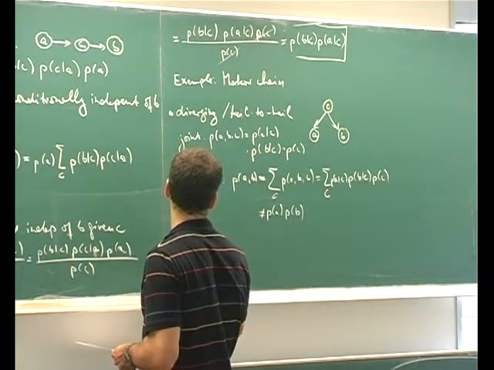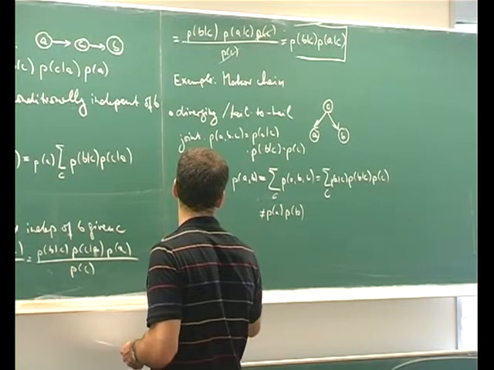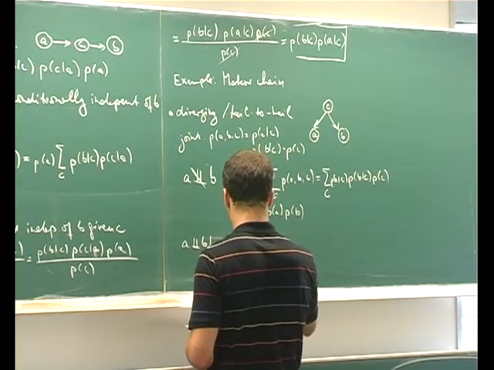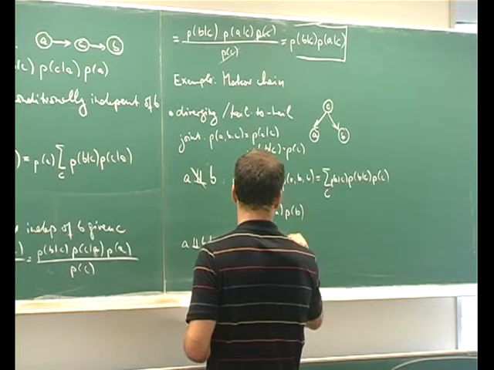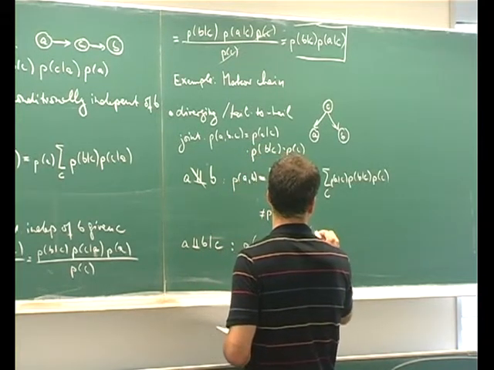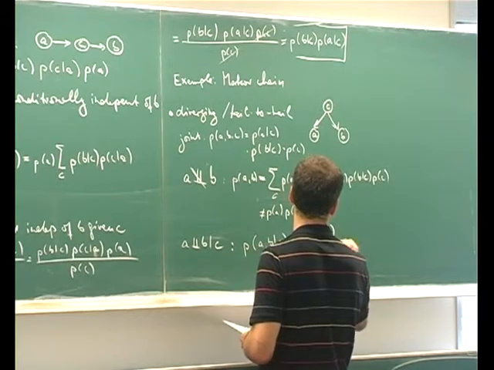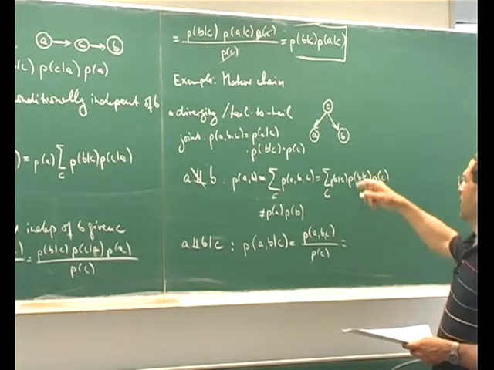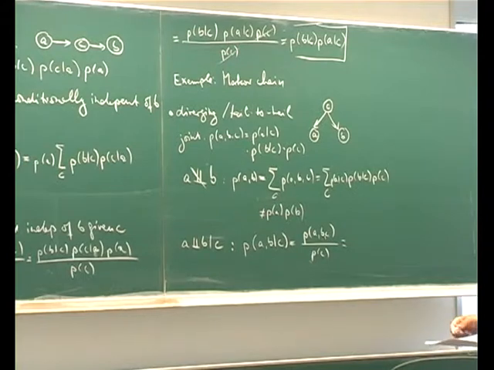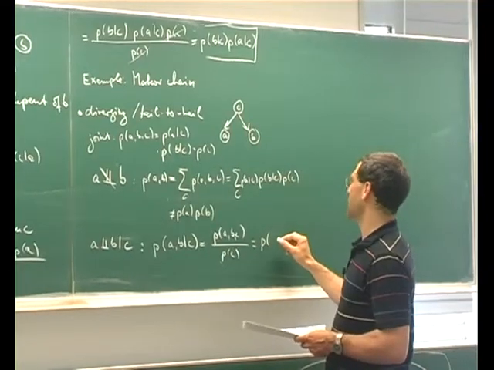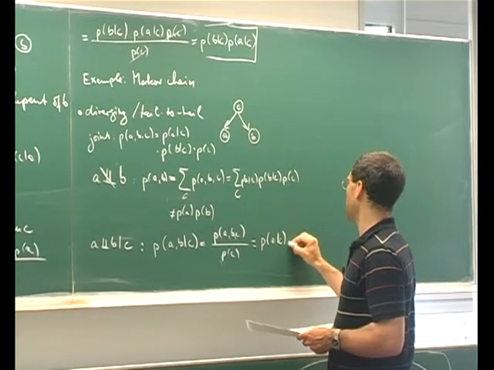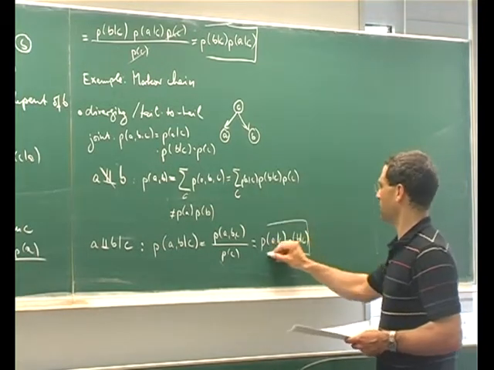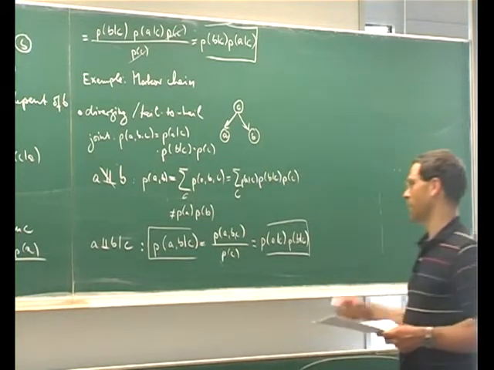However, just as in the previous case, A is conditionally independent of B given C. This can again be obtained as the joint divided by the probability of C itself. And if you now insert this factorization, we can simplify and obtain probability of A given C times the probability of B given C. And that is the definition of conditional independence.